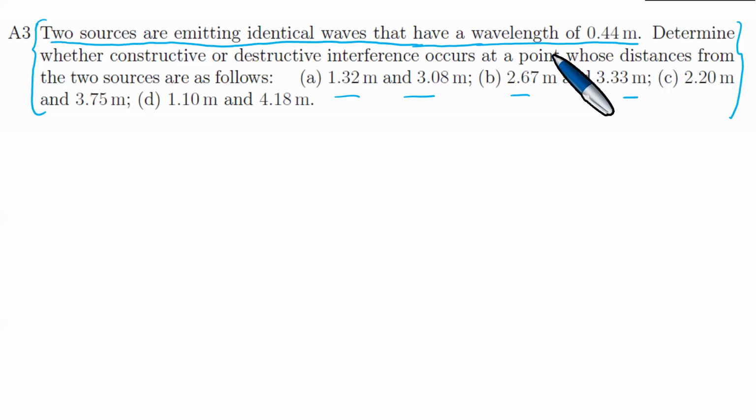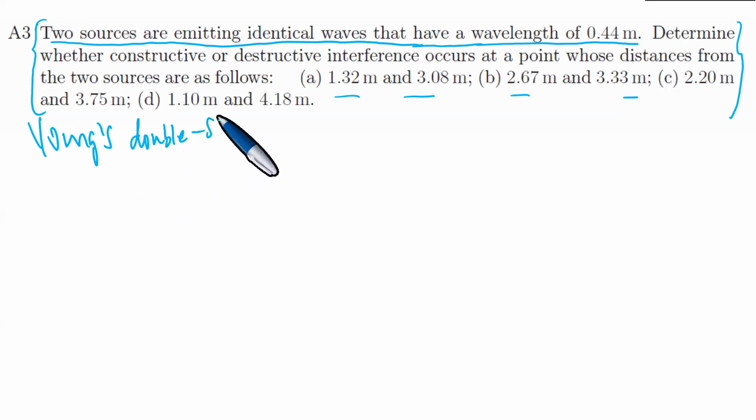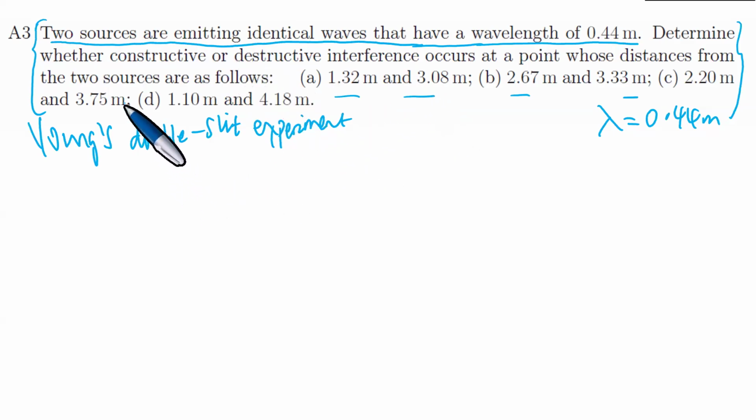So this is like Young's double slit experiment, because there are two sources, it's double. These two sources are emitting identical waves that have a wavelength of 0.44 meters. Determine whether constructive or destructive interference occurs at a point whose distances from the two sources are as follows. So you have these distances.